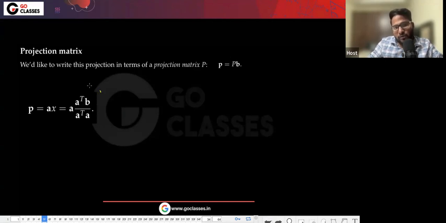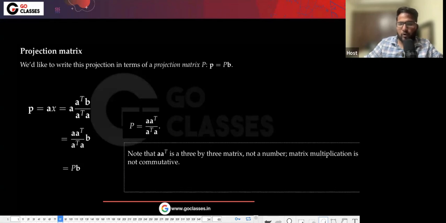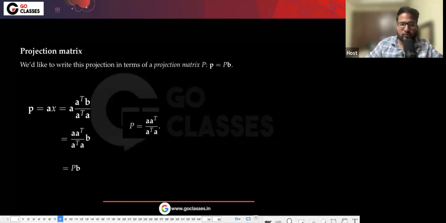See, p equal to this much we have, right? Now we will basically just rewrite it in that way. We will just put a bracket here and put this b out. Now you can easily see that I can rewrite this as p equal to capital P into b, where capital P is this quantity, right? So tell me, is this quantity that we have got a vector, a scalar, or a matrix? What kind of quantity is this?